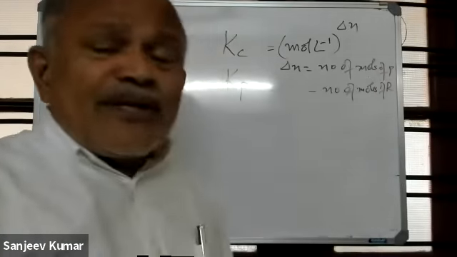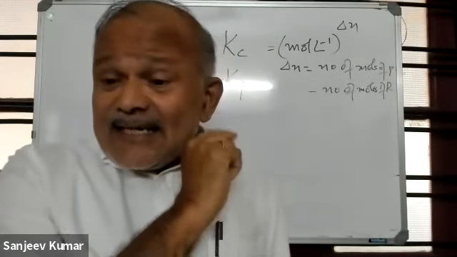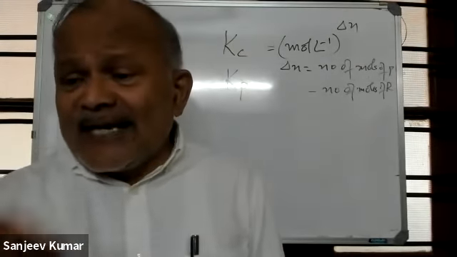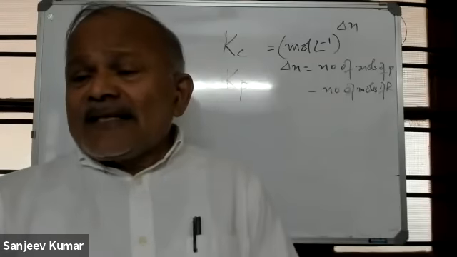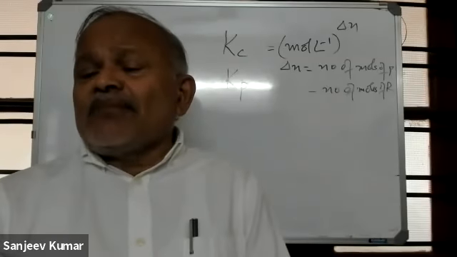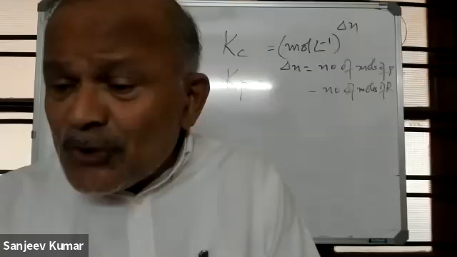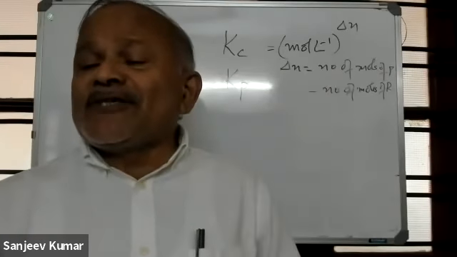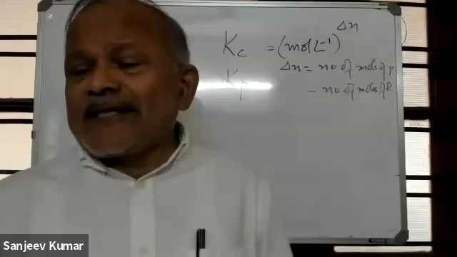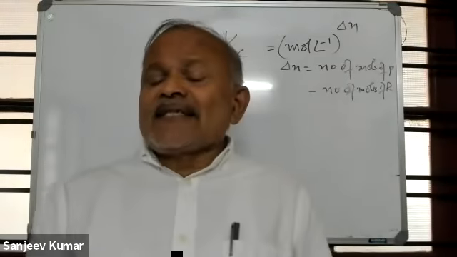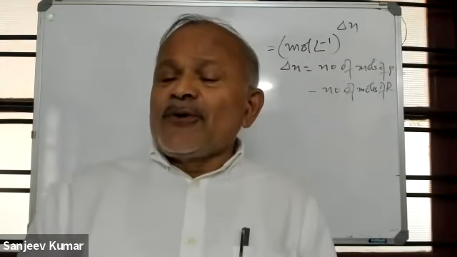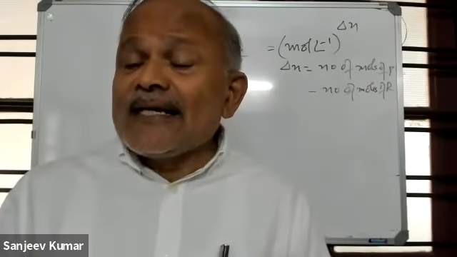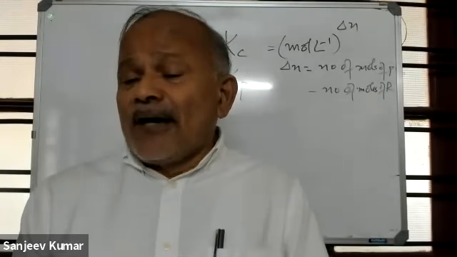That is, the unit of Kc depends upon the number of moles of product and number of moles of reactants. And if the number of moles of product is equal to number of moles of reactants, there is no unit. For example, H2 plus I2 give 2HI. Number of moles of product is 2. Number of moles of reactants are also 2. Therefore, delta n is equal to 0. And there is no unit for the Kc. It is a mere number.